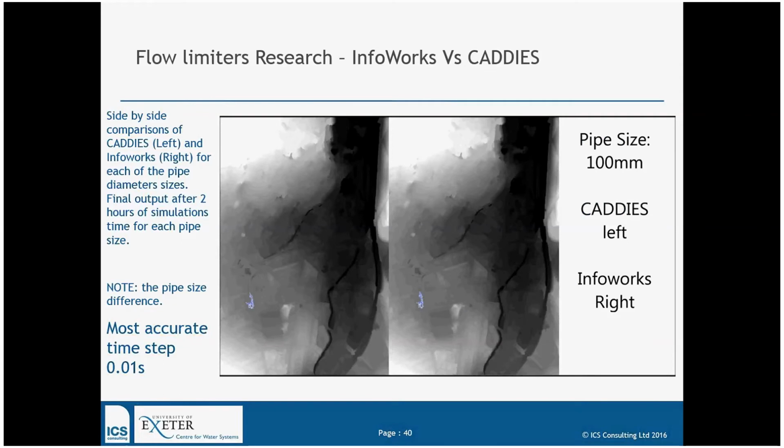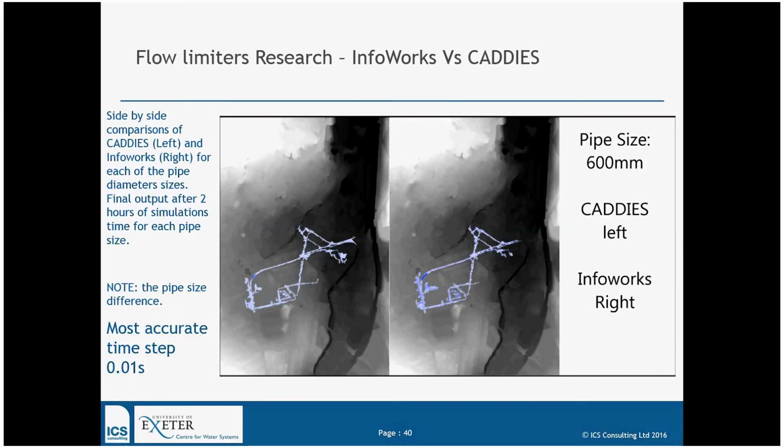So this is starting with a 100mm pipe burst. I show a few seconds of each pipe with CADDIES here on the left and InfoWorks on the right. So InfoWorks is using a triangular irregular mesh. So of course that can have variations spatially on the quality. I've tried to keep roughly the same number of cells, but that can cause local spatial variations.